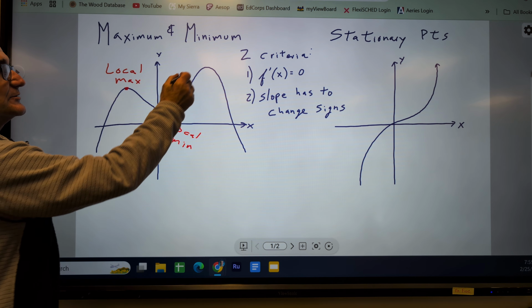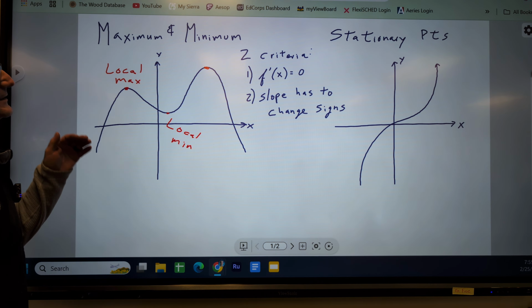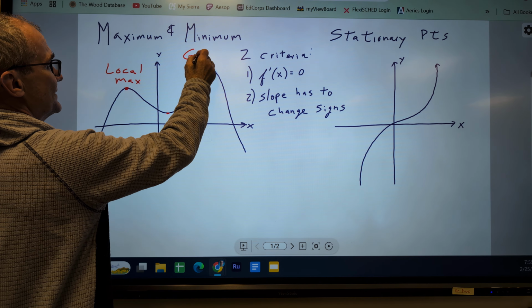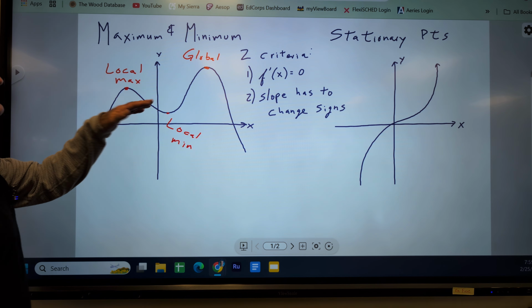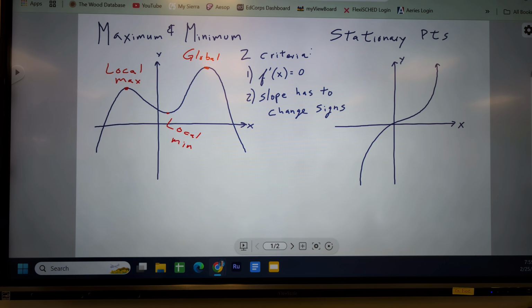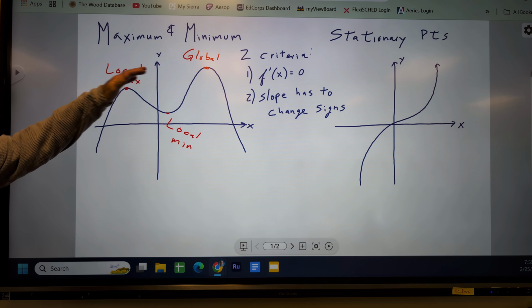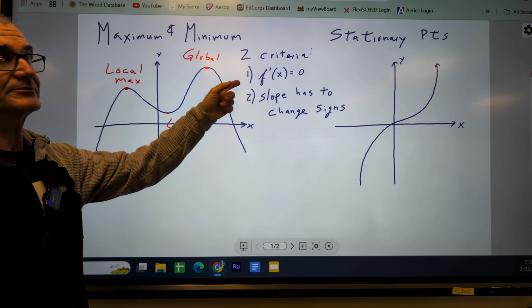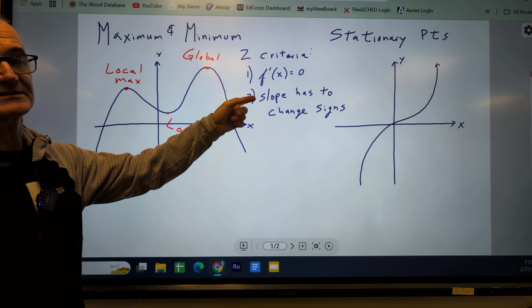And then this value up here could be a local maximum, but it could also be the global maximum if it is the highest maximum in the whole thing. To figure out a max or a min, there are actually two criteria. The first criteria is you need to find the derivative and set it equal to 0.